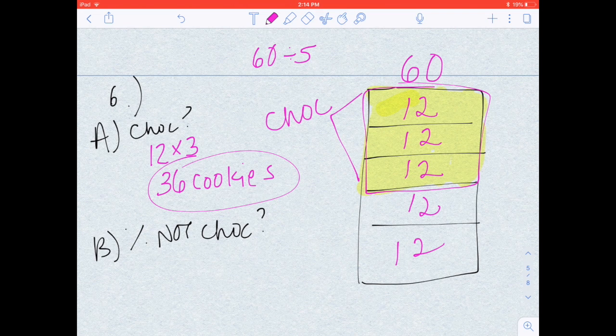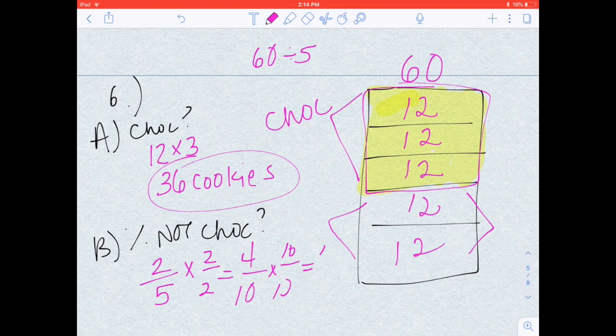And then it says what percent is not chocolate? So that's this part down here. So what I would do is say, well, that's 2/5, which is a fraction. But I need to get into percent. So remember, percent's always out of 100. So I can multiply it by 2/2, which gives me 4/10, and multiply it by 10 again, which would give me 40/100. So it's going to be 40%.